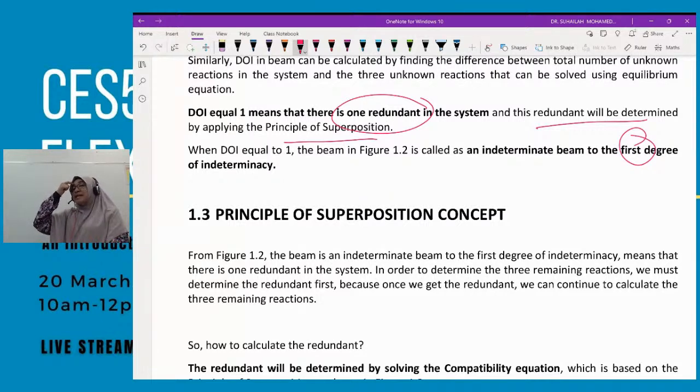If there are 2 redundants, it is second degree of indeterminacy. Normally, for the flexibility method, we can limit it up to 3, because 3 can be solved using 3 simultaneous equations, right? 4 cannot, 5 cannot. So we limit the redundants up to 3. But normally, 2 and 3 have similar analysis. Most of the time we will do 2 redundants. Focus on 1 and 2 redundants only.